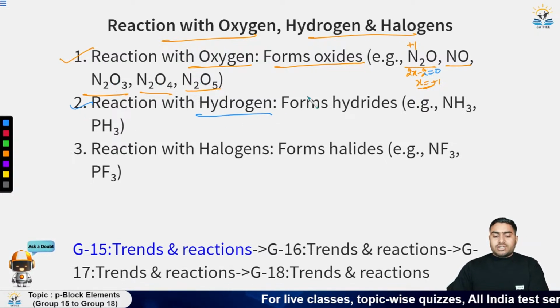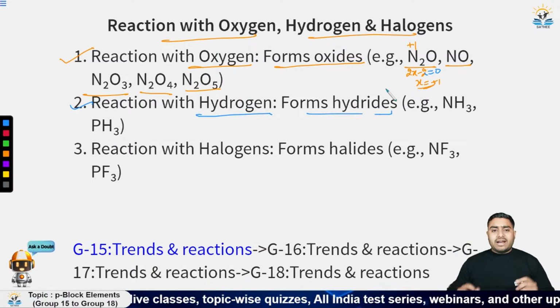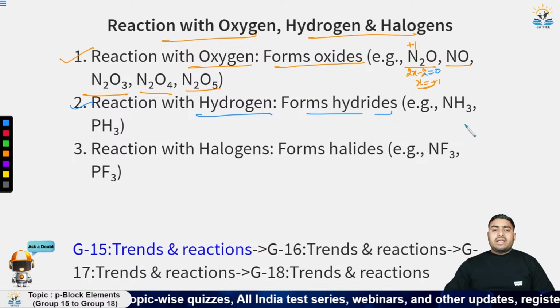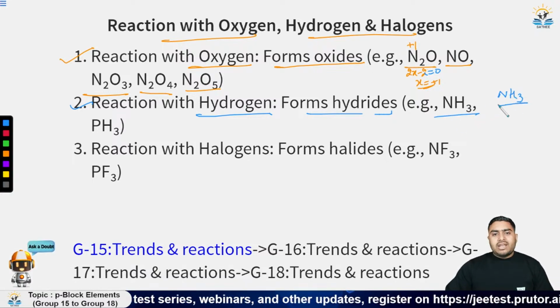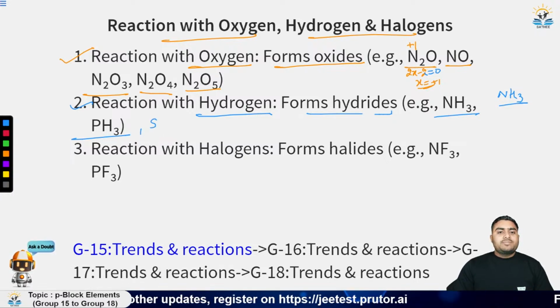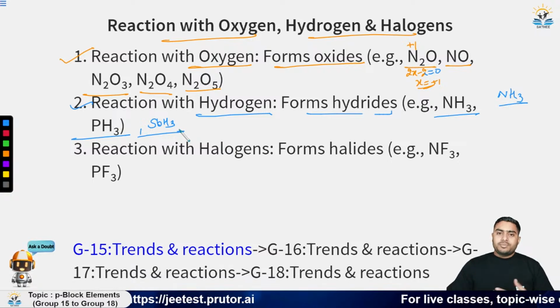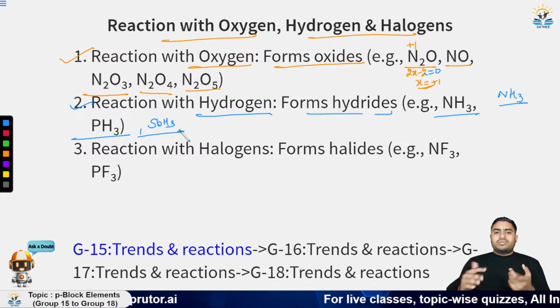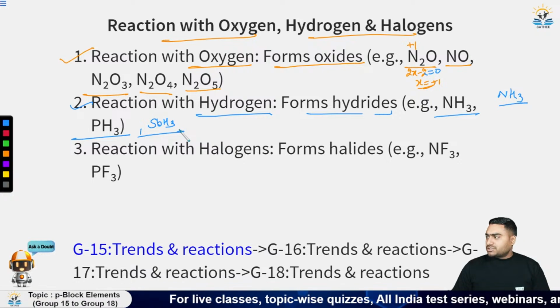Reaction with hydrogen, it forms hydrides. With oxygen it forms oxides, with hydrogen it forms hydrides. Examples are ammonia, which is nitrogen hydride, NH3; PH3, named as phosphine, right? And SbH3, which is named as stibine. So this is all about NH3, PH3, SbH3. I hope you are very much clear about this.